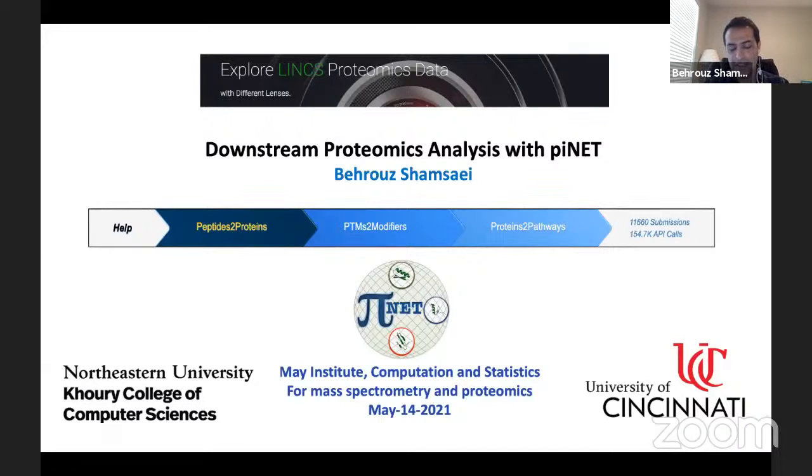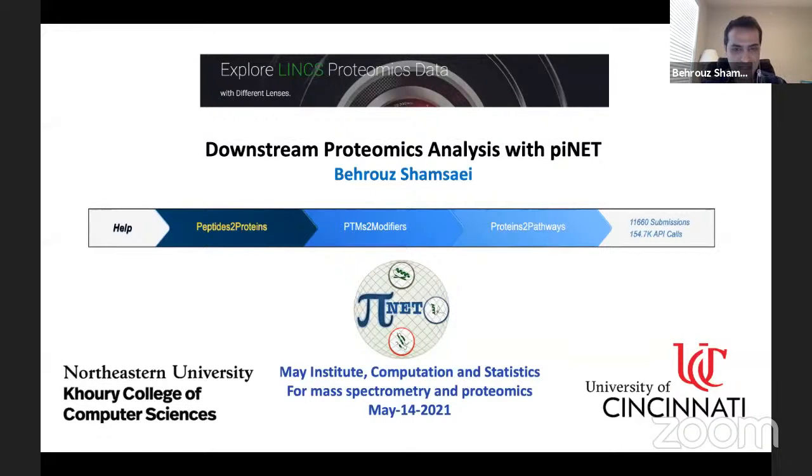PyNet is coming from the Links project, which is analyzing the effect of perturbations on the proteomics and RNA-seq readouts. So the input for PINET is already processed peptides and proteins. And PINET is designed first to analyze the Links proteomics data, but it is a versatile tool that can be used for other data sets, as I will show.